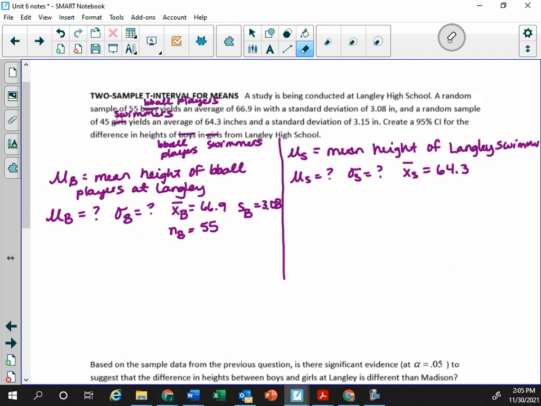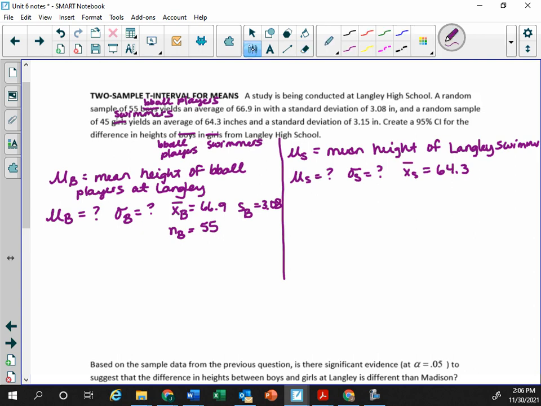Oh, I mean, it's fair. I don't know why we have so many basketball players and swimmers, but it's a lot of basketball players and swimmers at Langley. This is what happens when I edit the example in the middle.